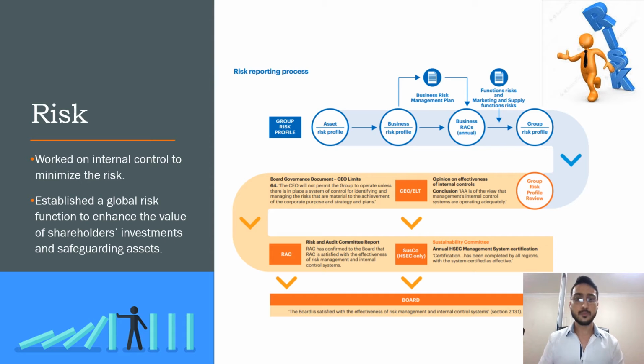So basically, the board of directors reviews and considers the BHP's risk profile each year, and it also has the operational and strategic risk management system, which evaluates and gives the idea of how to control the risk in future and in the present. And it has also established a global risk function to enhance the value of shareholders, which is important.